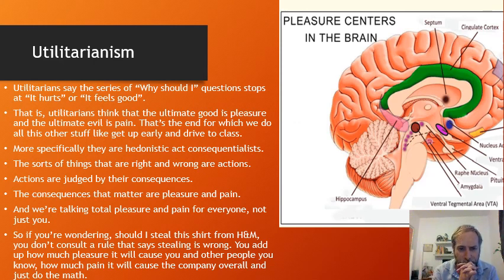So, for instance, right, should I steal a shirt from H&M? On the Ten Commandments, it says stealing is wrong, right? Thou shalt not steal. But to the utilitarian, well, that's going to depend on a few things.